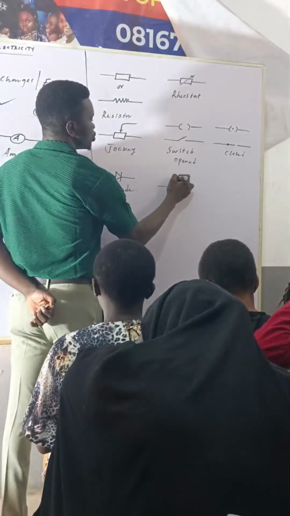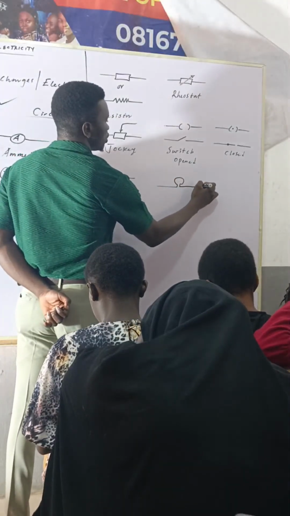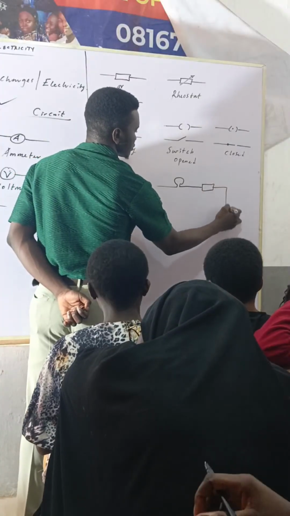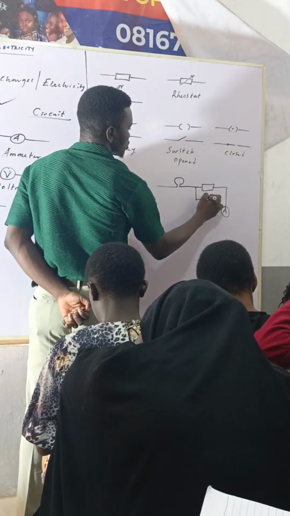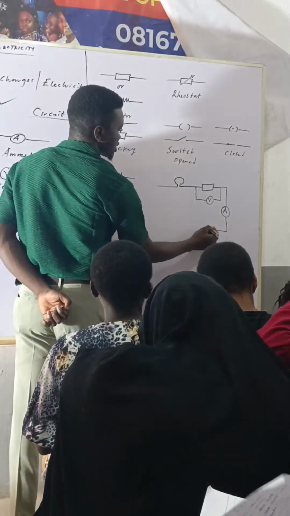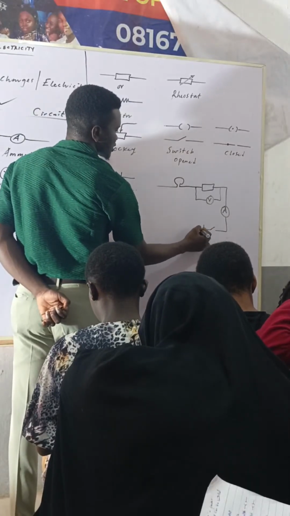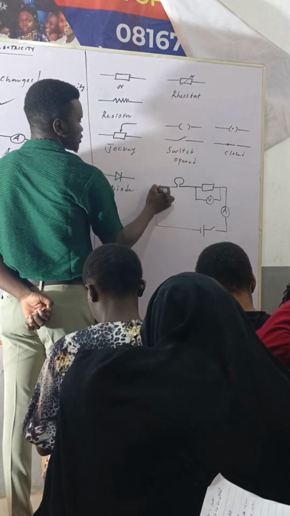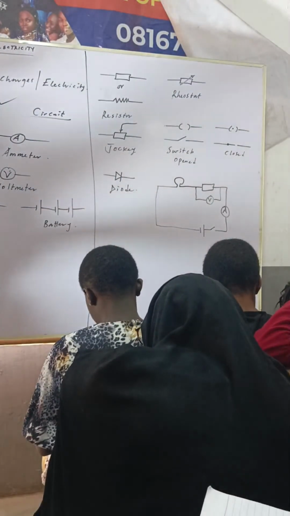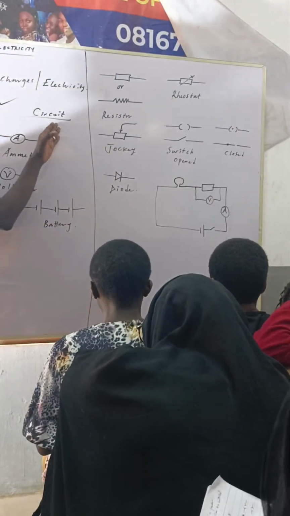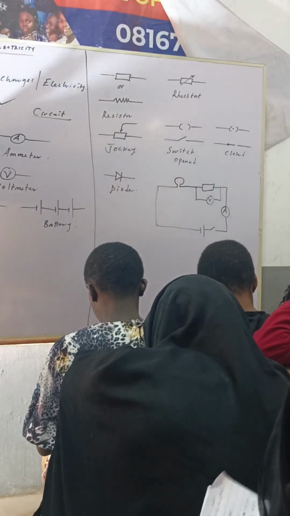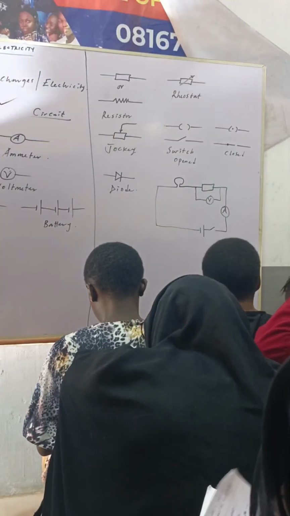The one I just drew now, let's say this is a bulb connected to this, then connected to this, and this is connected to this. So you're going to tell me what each of them represents. Connected to this, connected to this. So looking at that circuit now, that's a complete circuit. And I told you what a circuit is: the paths through which charges flow. That is a circuit. But I'm still going to talk about it again.